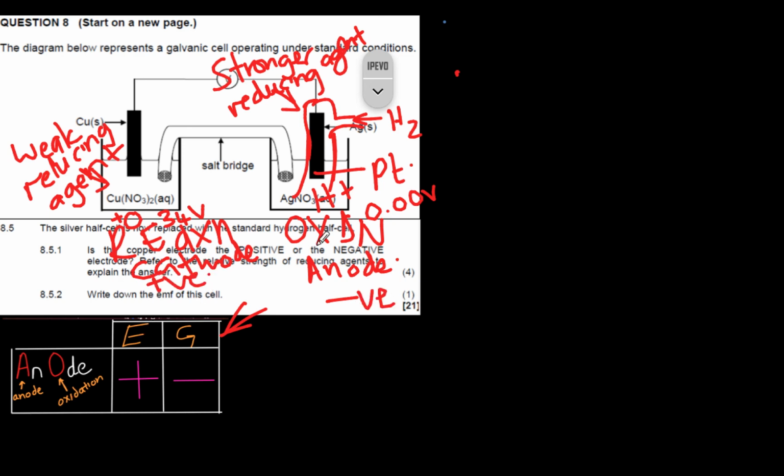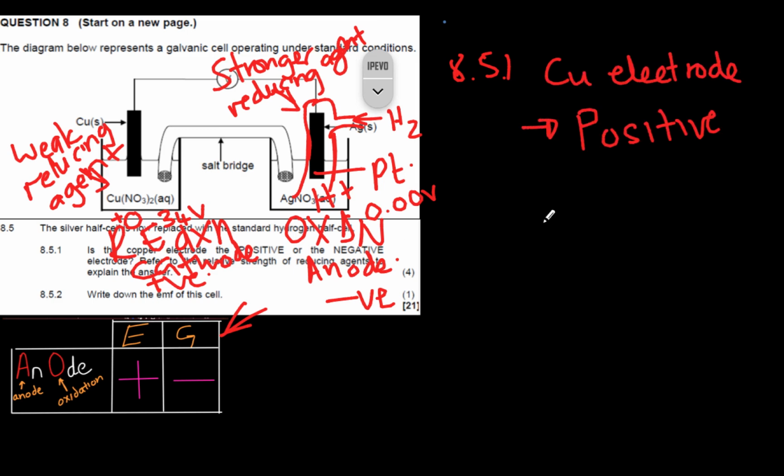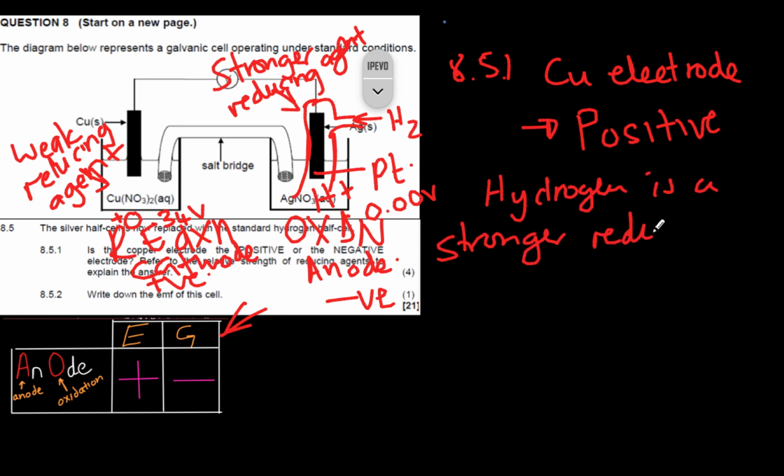So to answer question 8.5.1, the copper electrode is going to be positive, and of course the hydrogen electrode is going to be negative. To explain this, you simply say that hydrogen is a stronger reducing agent than copper.